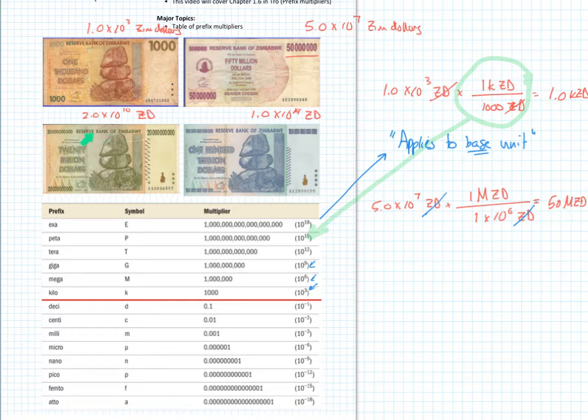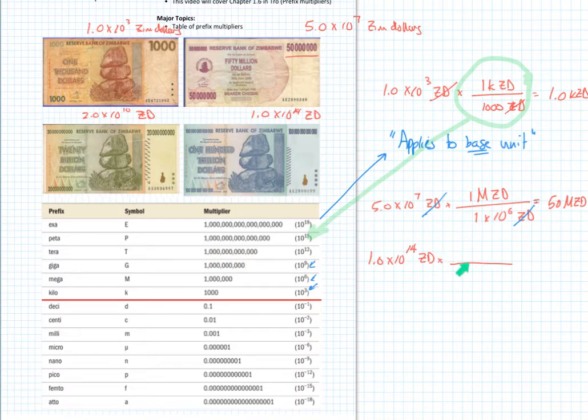All right, likewise, we'll do the $100 trillion just because that one's kind of fun to do. So 1 times 10 to the 14 Zim dollars times, now we want to pick one that's close to 10 to the 14, so it could be this one or this one. I'll show you how to do both of them. We'll do tera first. So if you want to stop the video and do it yourself, you can make sure you're on the right track here, but we'll do tera first.